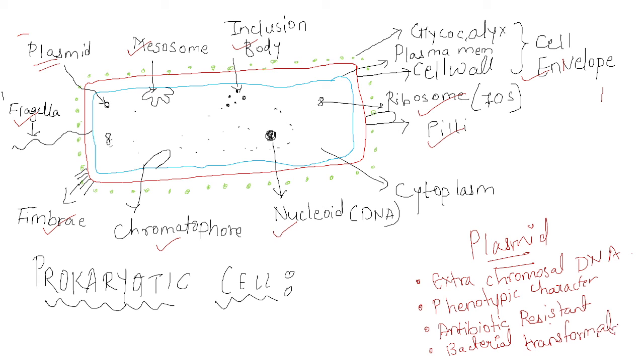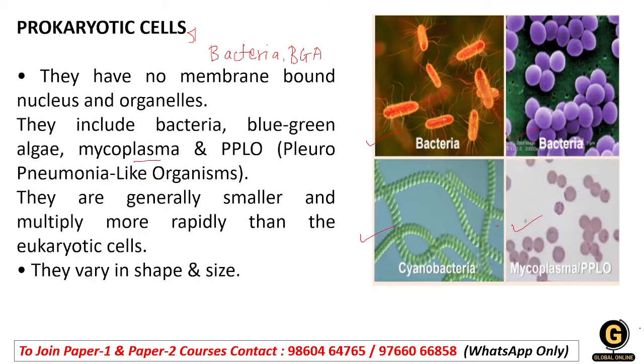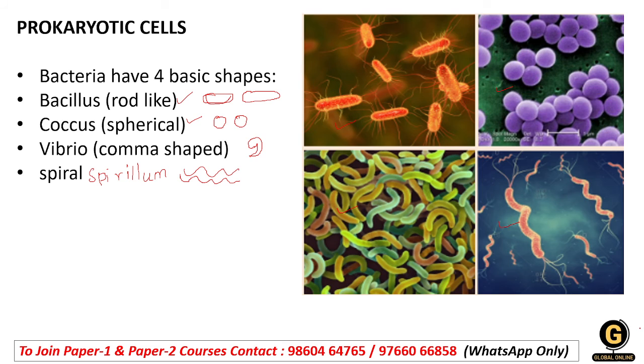Is it clear? So let's revise once what we saw. Prokaryotic cells don't have a membrane-bound nucleus and organelles. They include bacteria, blue-green algae, mycoplasma and PPLO. They vary in size and shape. The bacteria have four basic shapes.